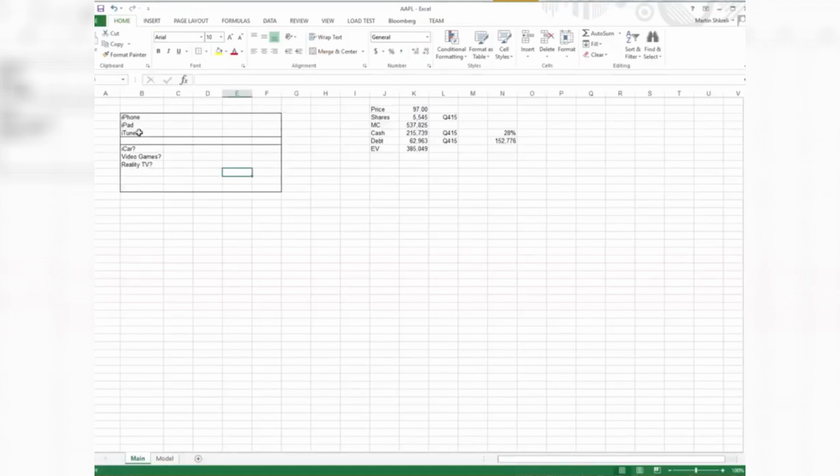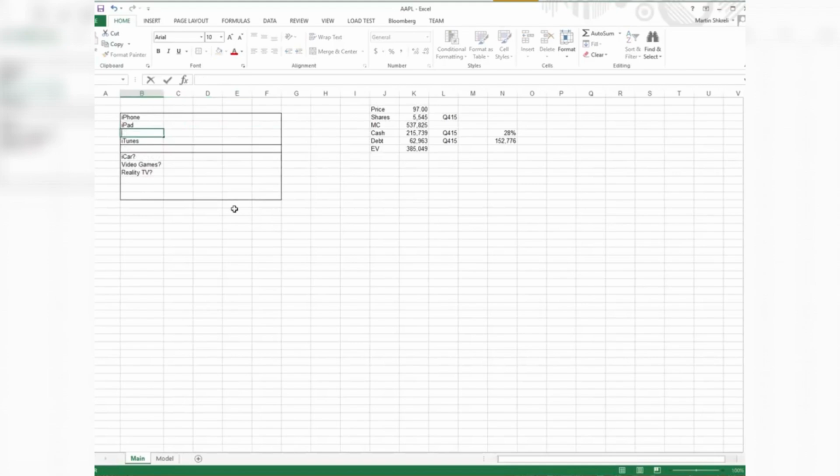iPod. Oh, right, they sell computers, obviously. What is that? MacBook, stuff like that. Macs. And we want to do percentage of revenue. We want to take notes in our model.